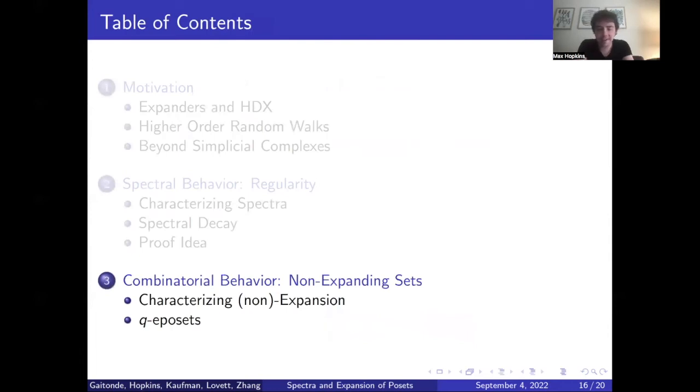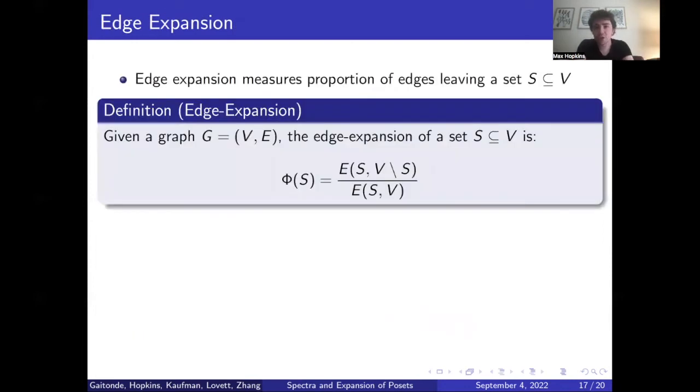Okay, in the last couple of minutes, I want to talk about applications of this spectral behavior to understanding combinatorial structure, in particular, the structure of something called non-expanding sets that was so crucial for proving the 2-to-2 games conjecture. So very briefly, what is edge expansion? Edge expansion is a combinatorial property of graphs that measures, given a subset of vertices, how many edges are leaving that subset, are expanding outwards. Something has good expansion if many edges expand out of it.